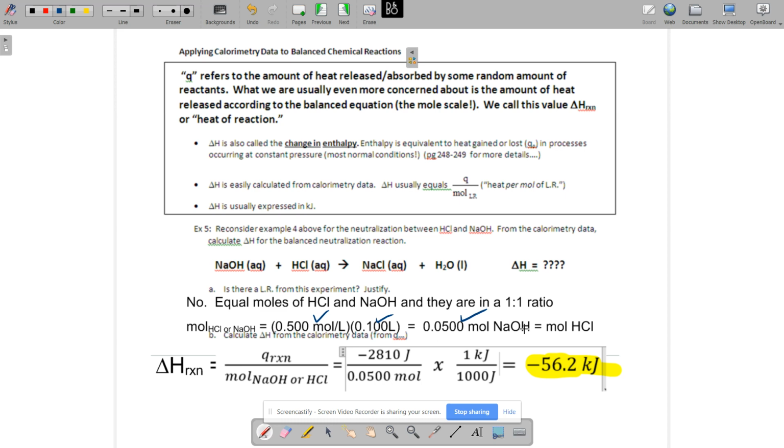So in this case, you just pick one. Okay, divide that through. That's going to be the heat per mole. Okay, and then I'm just going to go ahead and convert that to kJs because that's a lot more reasonable of a number. And that's usually what happens.